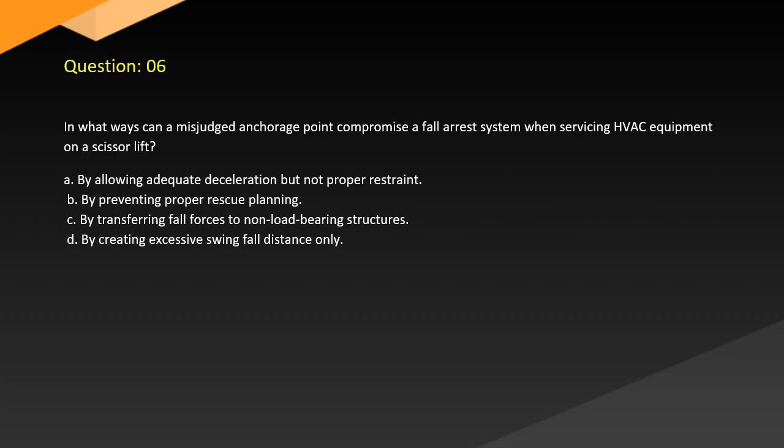Question 6. In what ways can a misjudged anchorage point compromise a fall arrest system when servicing HVAC equipment on a scissor lift? A. By allowing adequate deceleration but not proper restraint. B. By preventing proper rescue planning. C. By transferring fall forces to non-load-bearing structures. D. By creating excessive swing fall distance only.